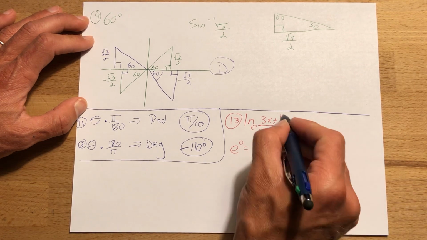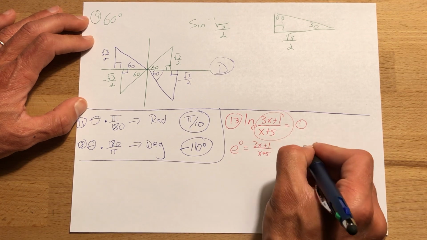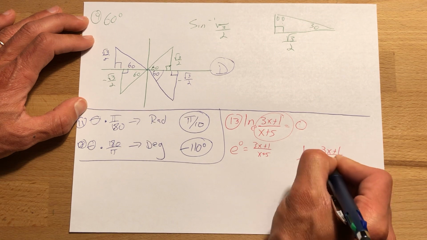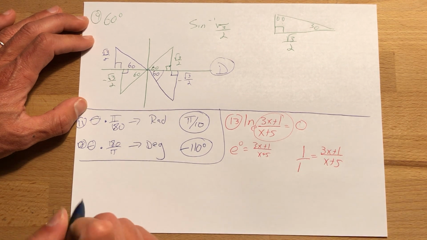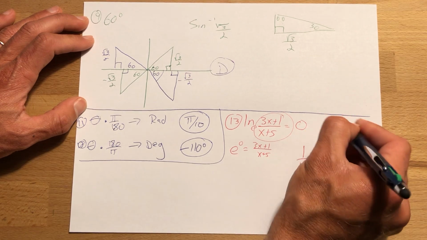Remember, base, exponent, what it equals. Now, e to the 0th power is 1. 1 over 1 equals 3x plus 1 over x plus 5. There's your proportion. Super simple. Number 13, your answer is 2.